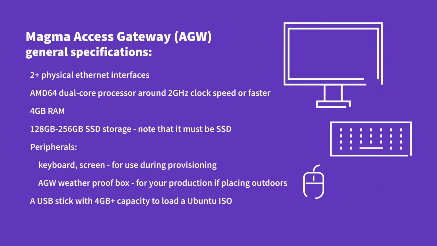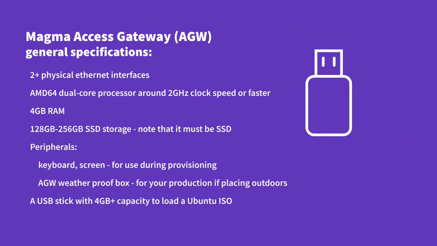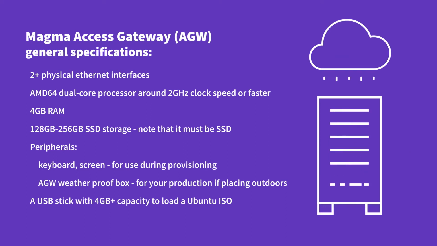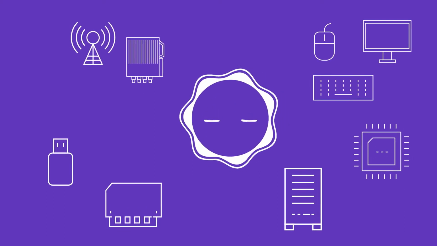And don't forget those peripherals. You'll need a USB flash drive with at least 4 GB of storage to install Ubuntu ISO. And if you're setting up your AGWs outdoors, you'll want to use ruggedized servers or use weatherproof casings. Great, that's all you need for the access gateway.